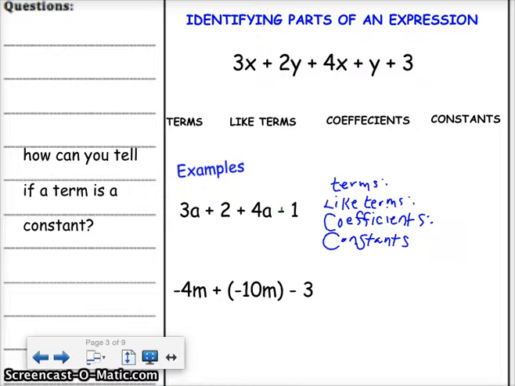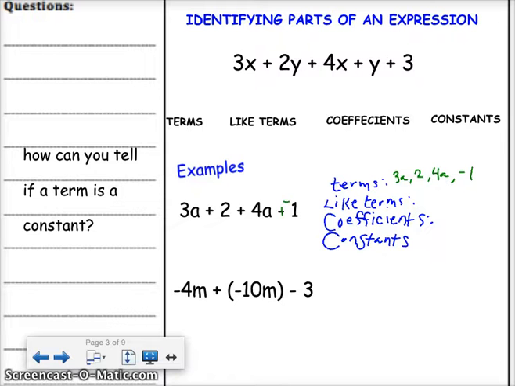Well, first thing you need to do is turn everything to plus and negative. Because my constant there was a 1, and that's what a lot of students think. It's actually a negative 1. So my terms are 3a, a 2, a 4a, and a negative 1. They're all the parts of the expression. Those are my terms.